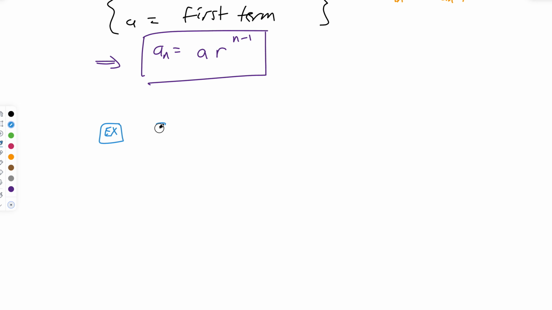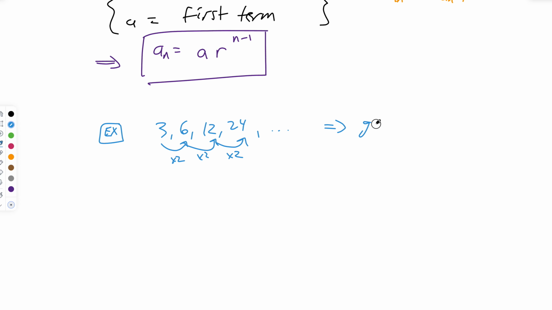Let's say I've got 3, 6, 12, 24, and so on. First, I'd identify that this is geometric and not arithmetic, right? It's geometric because times 2, times 2, times 2. You can't add the same number every time, right? This one was plus 3, but then this is plus 6, this is plus 12. You're not adding the same fixed amount. So there's not an addition, it's a multiplication, right? Times 2, times 2, times 2.